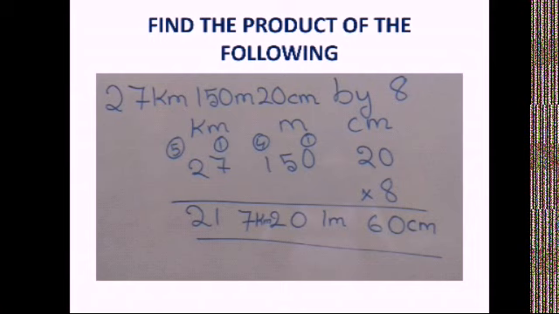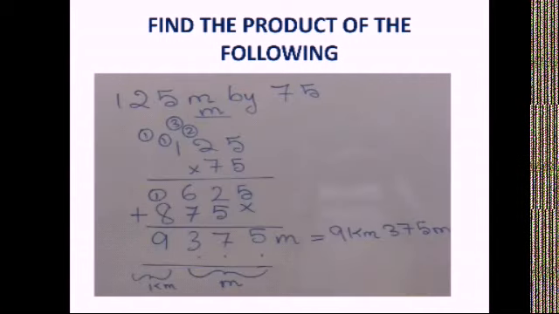Now 60 is under centimeter, so after 60 it will be centimeter. 201 is beneath meter, so it will be 201 meter, and 217 is under kilometer, so it will be 217 kilometer. So our final answer is 217 kilometer, 201 meter and 60 centimeter.